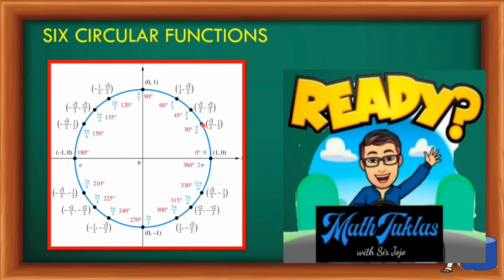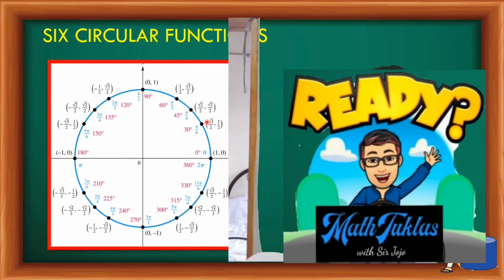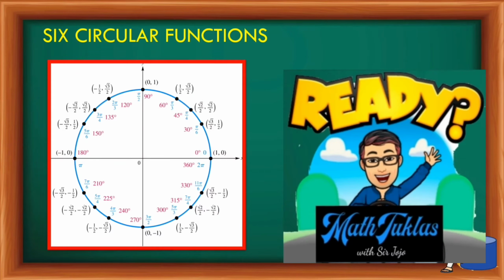I-continue natin ang moves counterclockwise. Ano naman ang mayroon? Ang arc length ay 5π over 4. At kung mapapansin nyo, kapag na-convert naman yan sa degrees, yan naman ay equal sa 45 degrees. So, ang coordinates niyan ay (square root of 2 over 2, square root of 2 over 2). Kapag daw familiar na tayo dito, madali na nating mahanap ang six circular functions. Simulan na natin sa halimbawa.